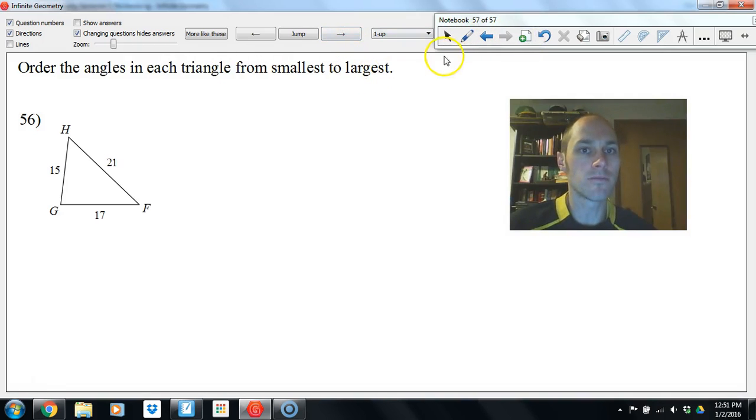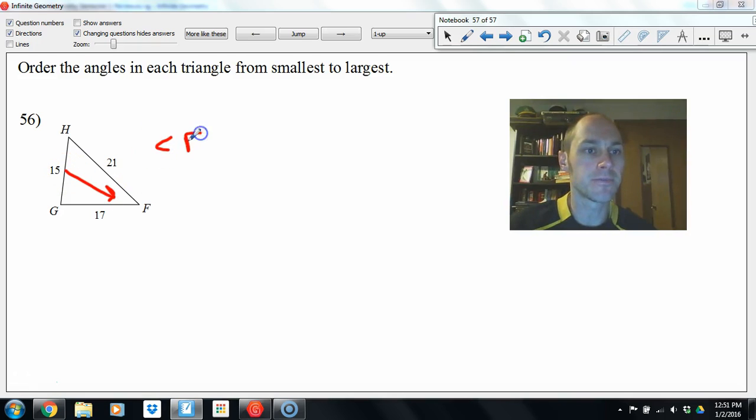If we order the angles from smallest to largest, same thing applies. So the smallest angle will be opposite the smallest side. So angle F, followed by angle H, and then angle G.